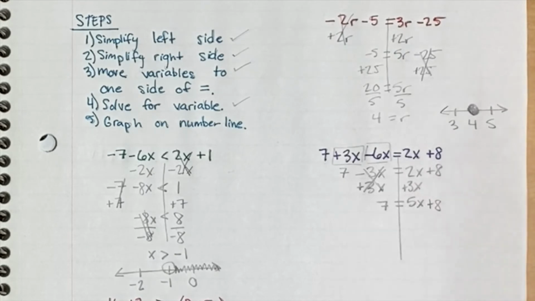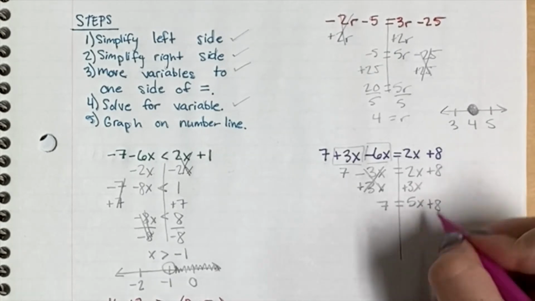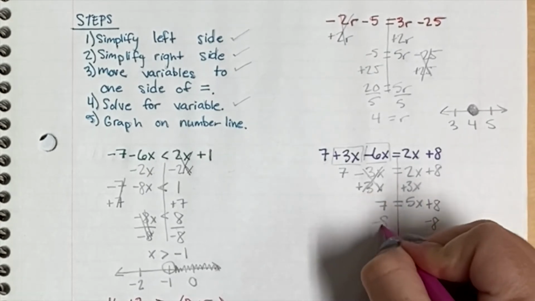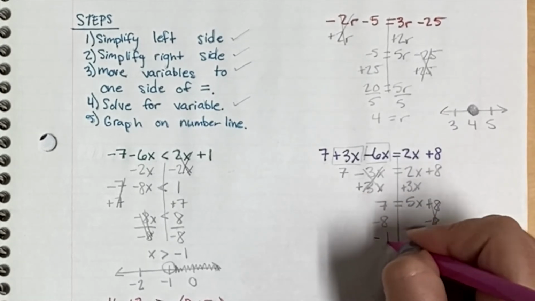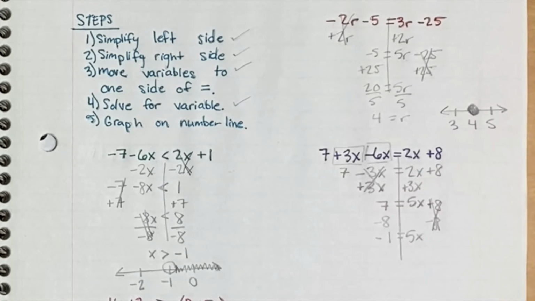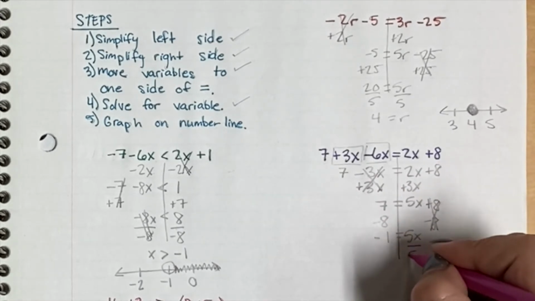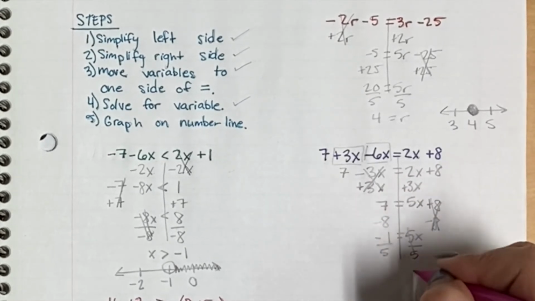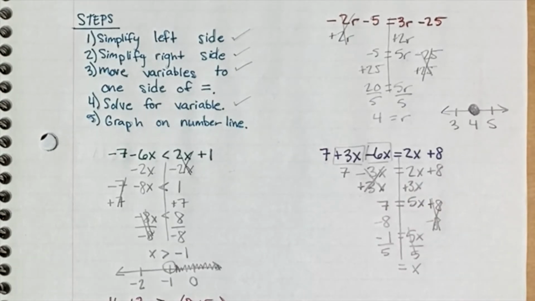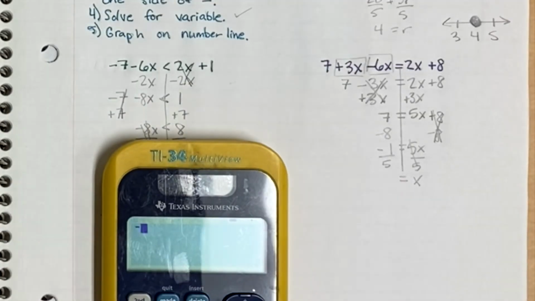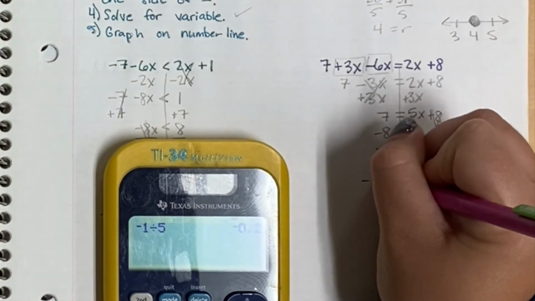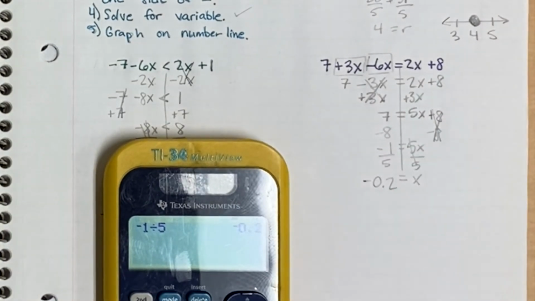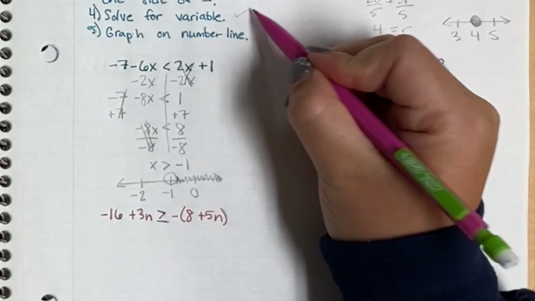Now I want to get my variable all by itself. So I have a 2-step equation here trying to solve for x. So I'm going to start by subtracting 8. -1 equals 5x. Divide by 5 to solve. X equals, I'm going to use my calculator, -1 divided by 5 is -0.2. So I just completed step number 4.